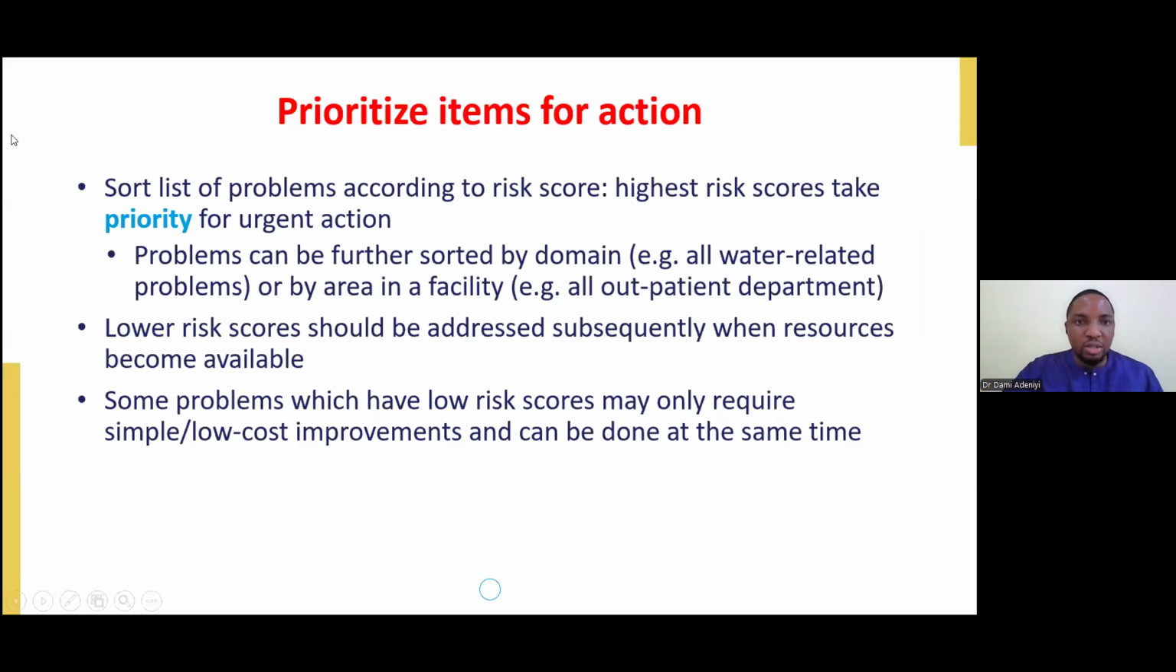Having done the risk assessment and calculated the risk score, it's important to prioritize the items for action. So you sort the list of problems according to the risk score, from the highest to the lowest. Of course, the problems with the highest risk are the ones that should be prioritized for urgent action. Lower risk scores should be addressed subsequently when resources become available. Sometimes problems that have a low risk score may only require simple interventions, and so you may decide to go ahead with improvements in those areas.